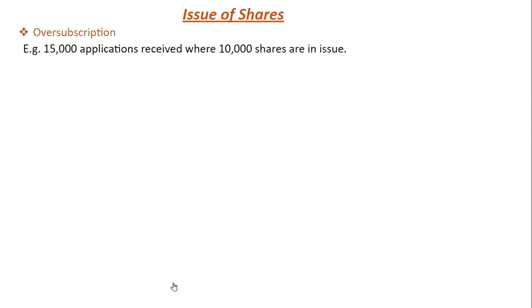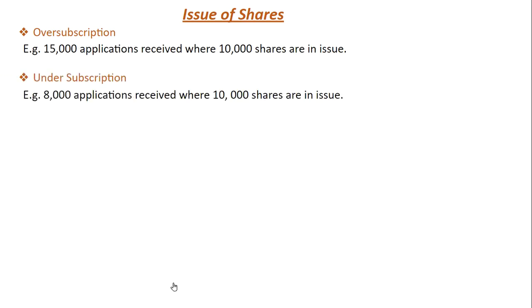Issue of shares. When shares are issued, there is an over or under subscription. This is where the number of shares in issue are not in tandem with the number of shares applied for. Oversubscription, for example, where 15,000 applications are received where 10,000 shares are in issue. Under subscription, for example, 8,000 applications received where 10,000 shares are in issue.